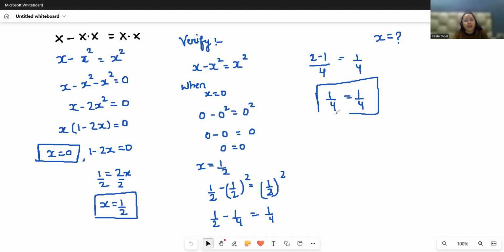So both the roots x equals 0 and x equals 1 by 2 are the verified solutions of this equation. I hope it's clear and you find it useful.